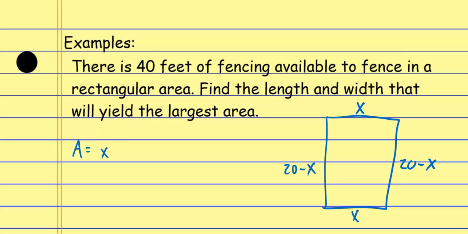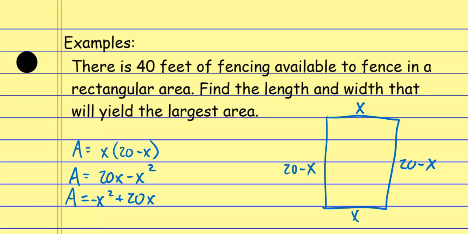area would equal length times width. So it's just X times 20 minus X. Now if I wanted to simplify this a little bit, I would distribute the X. So that would be 20X minus X squared. And then I might even rewrite it this way: negative X squared plus 20X. From here, the idea is that I want to maximize this area.